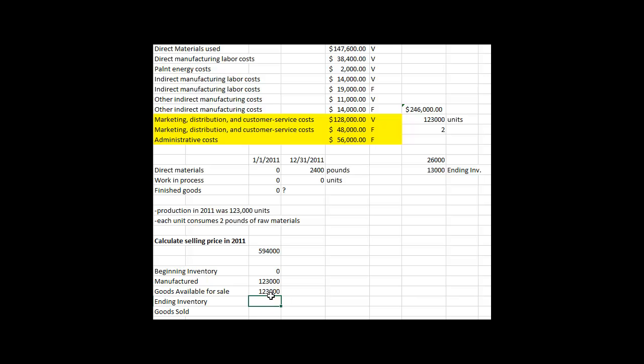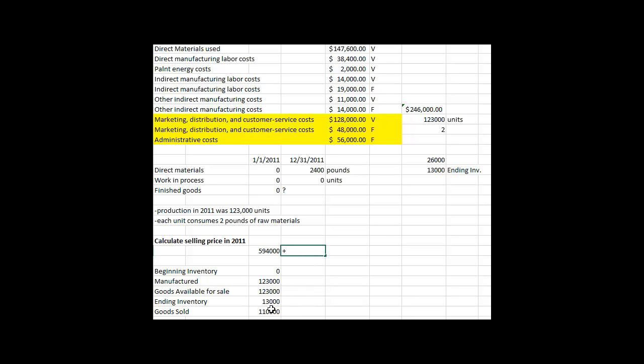So here's what I had to sell, and I know that I had 13,000 shelves left at the end of the year. So that's my ending inventory. So if I had 123,000 to sell and I'm left with 13,000 on my shelves, I sold 110,000 units during the year. That's how many I sold, quantity.